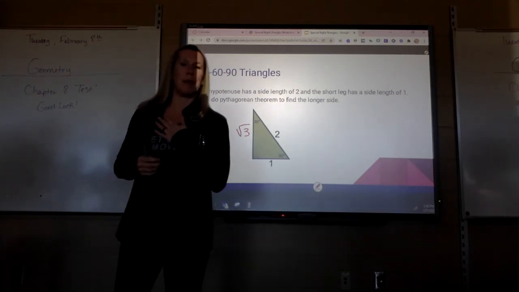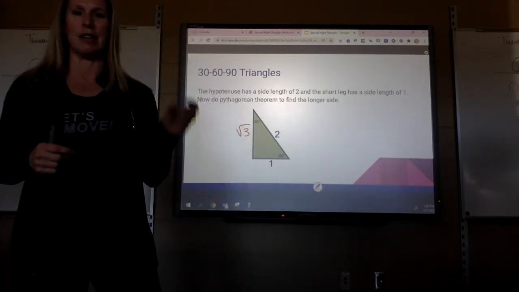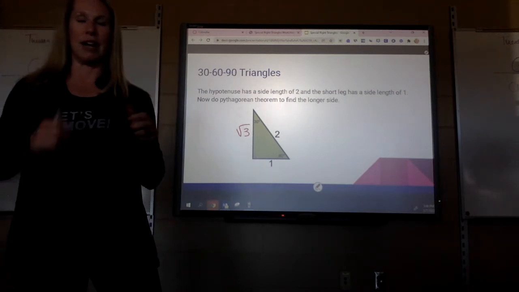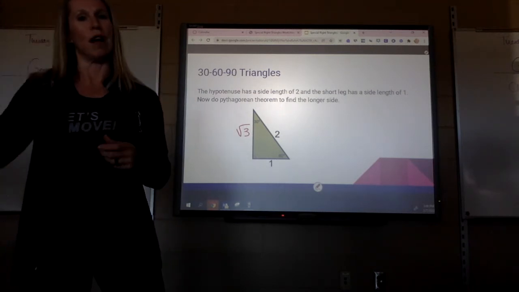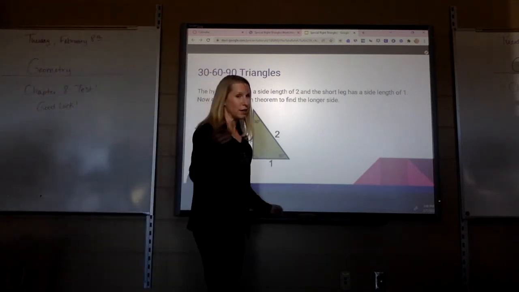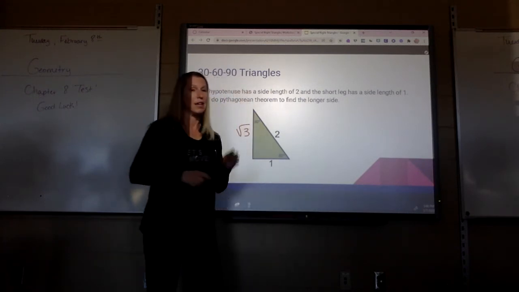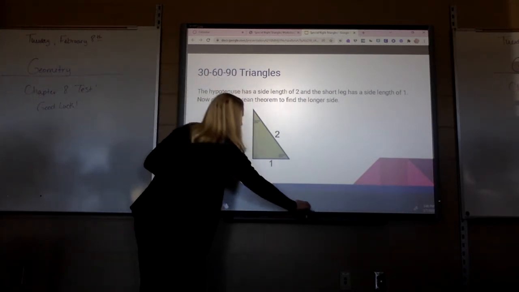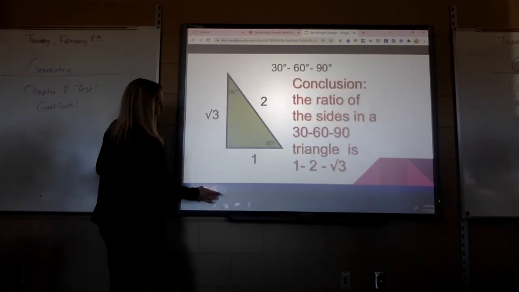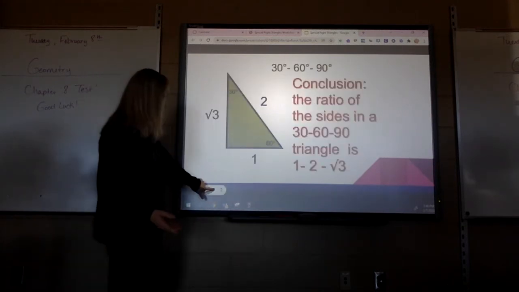So this is how I remember: 1, 2, radical 3 is because it's a 30, 60, 90. 3 different angles, 1, 2, radical 3. So you don't get that confused with the 45, 45, 90 because those rules are different. So now, not all sides are 1 and 2 and radical 3.